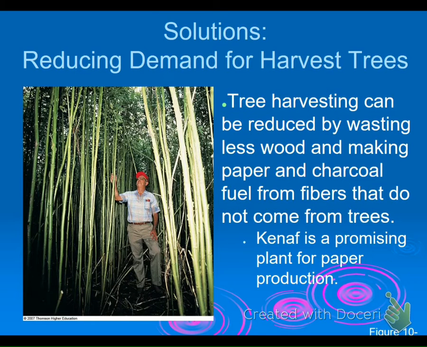What we can do is grow bamboo. We can grow something called kenaf, I believe that's how you pronounce it, which will work exactly like regular lumber. You put it into plywood, it does exactly the same thing, and it grows so fast it's not funny.